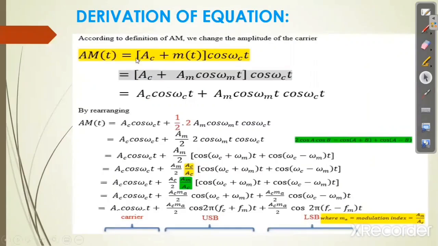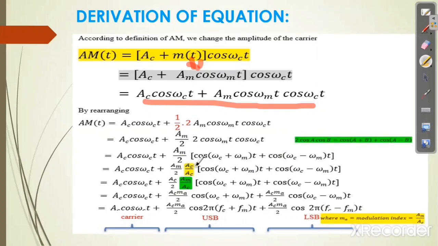The AM modulated signal can be written as Ac into 1 plus m of t into cos omega ct. This m of t can be written as Am cos omega mt. After multiplying it, we get this equation. This looks like cos A cos B, but the 1 by 2 is missing, so multiply and divide by 2. Now we can apply the identity cos(A plus B) plus cos(A minus B), and after applying it, we get this formula.